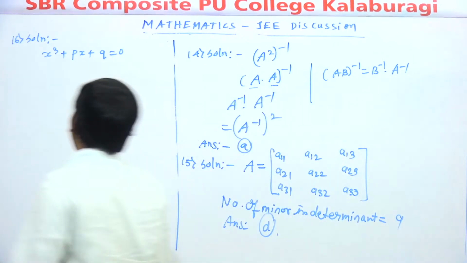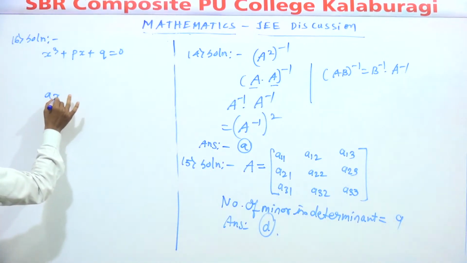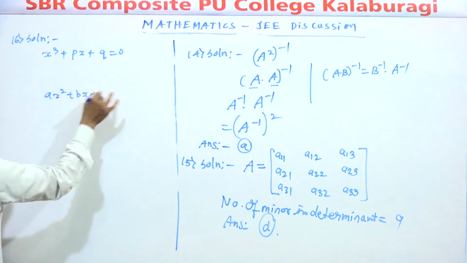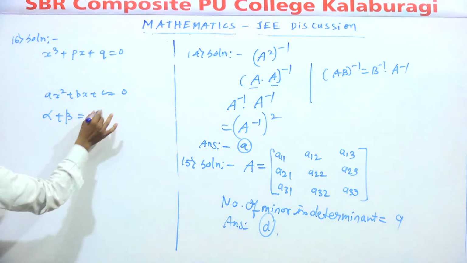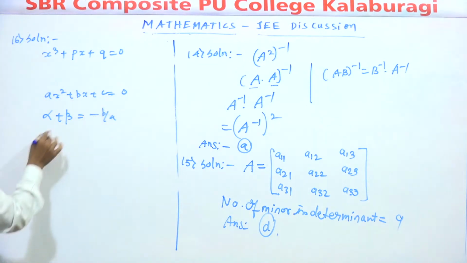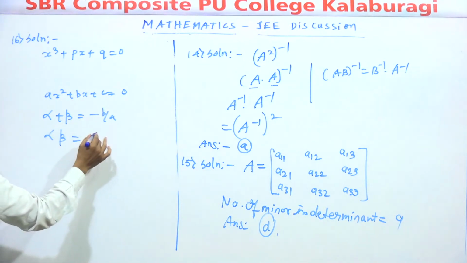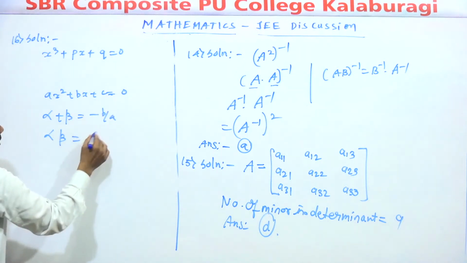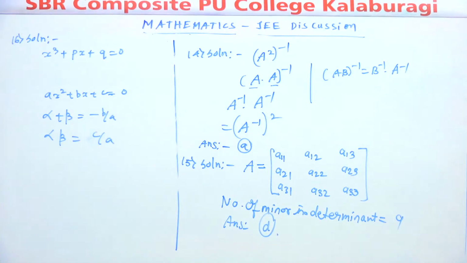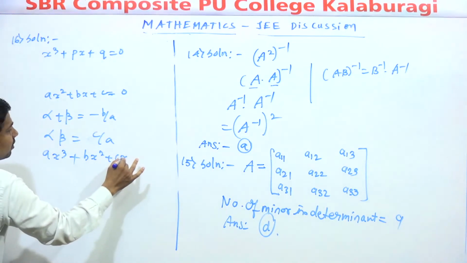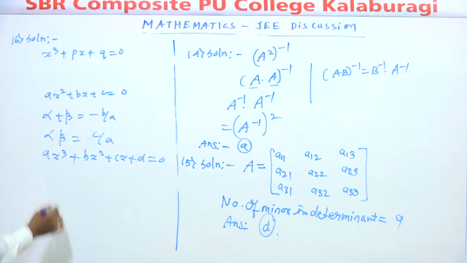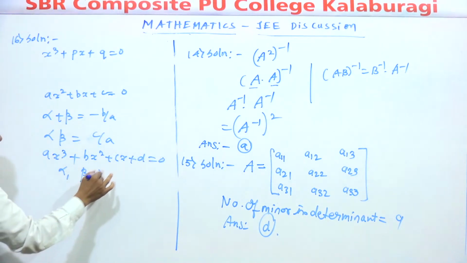We know that for a quadratic equation ax square plus bx plus c equal to 0, if alpha and beta are the two roots, the sum of the roots is given by minus b by a, and the product of the roots is given by c by a. If it is a cubic equation, ax cube plus bx square plus cx plus d equal to 0, what are the roots here? Alpha, beta, gamma.